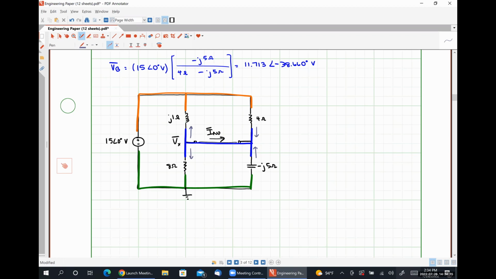But this is actually a very long way to do this problem. Can anybody think of what the easiest possible way to solve for our Norton current would be, under the assumption that we know what our Thevenin equivalent voltage is?